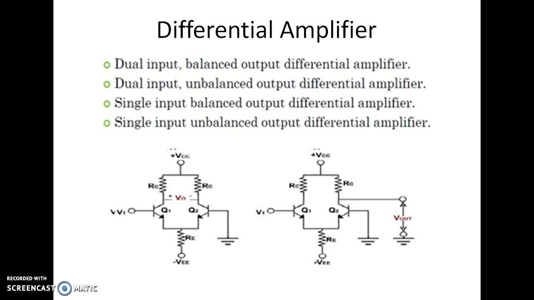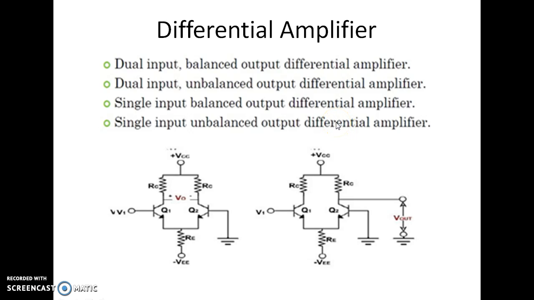There are different types of differential amplifiers. We can consider the dual input balanced output differential amplifier, dual input unbalanced output differential amplifier, single input balanced output differential amplifier, and single input unbalanced output differential amplifier.